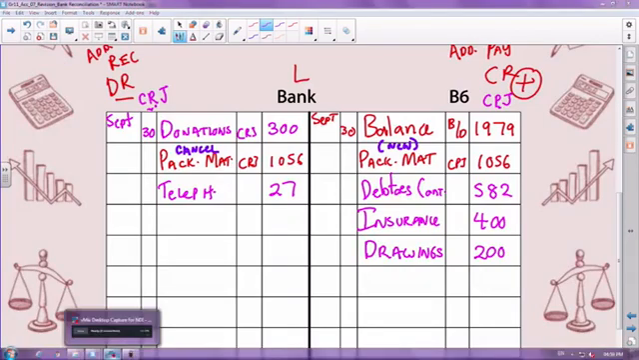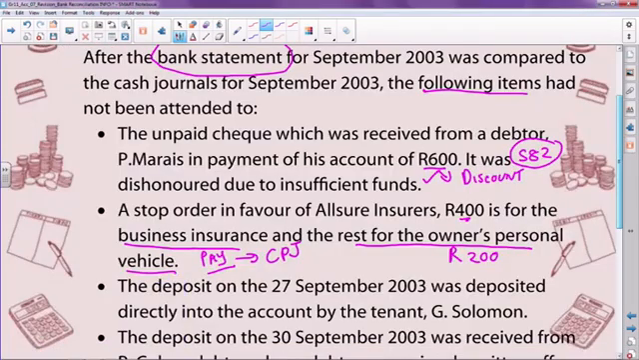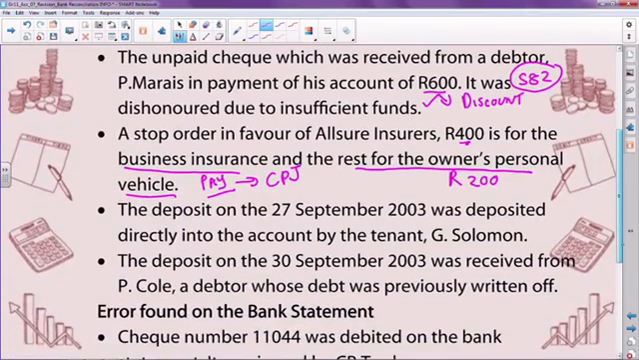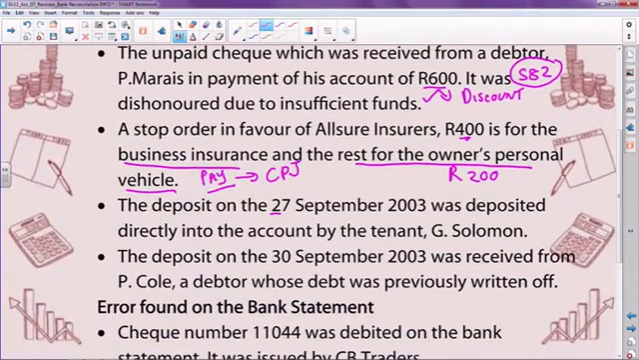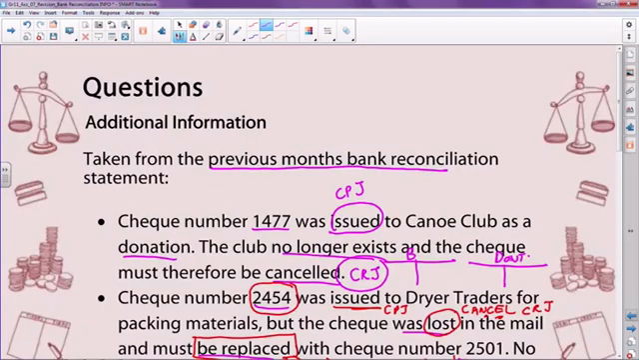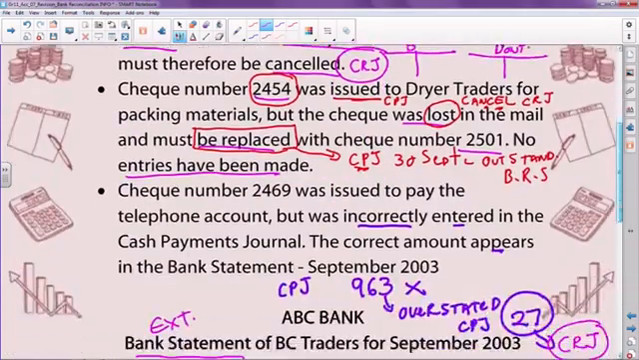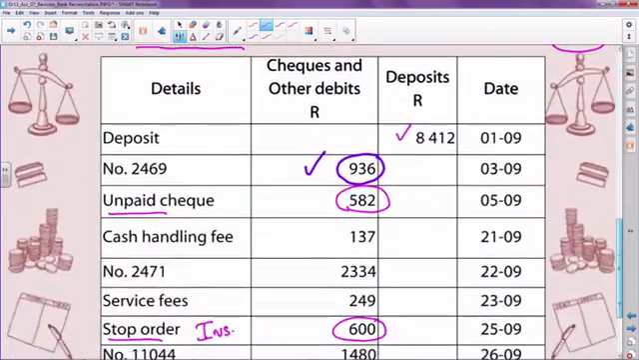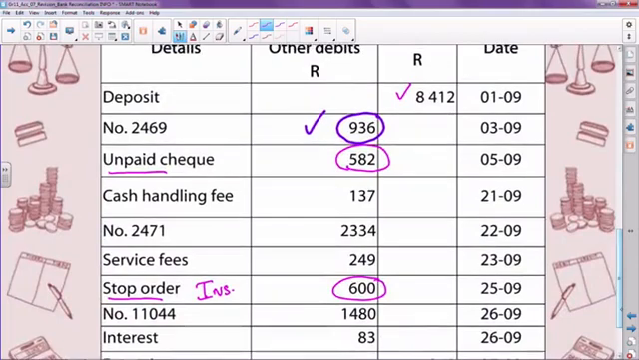Okay, so let's go to the next bit of information. The deposit on the 27th of September 2003 was deposited directly into the account by the tenant G. Solomon. So we have to refer to the bank statement again. Okay, so I'm just going to quickly tick. We've dealt with this issue. We've dealt with this issue.